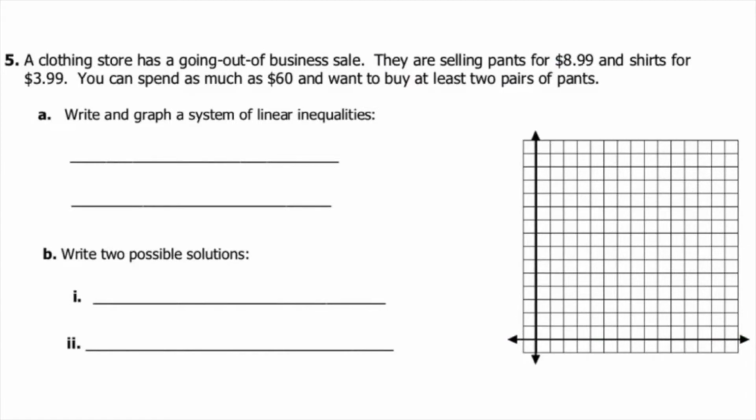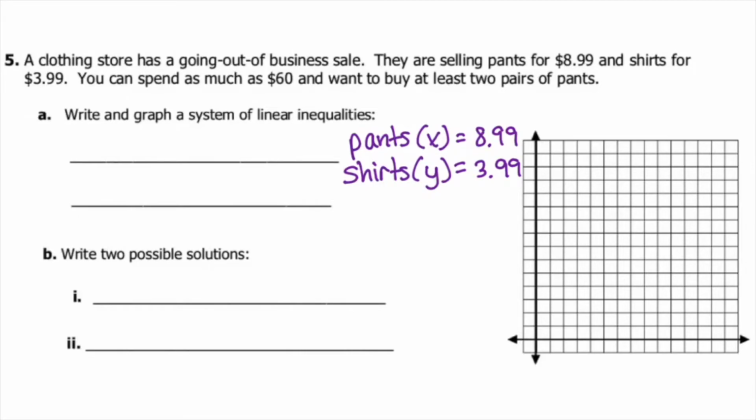All right, number 5, a clothing store has a going out of business sale. They're selling pants for $8.99 and shirts for $3.99. So pants they mentioned first, so that's going to be your X at $8.99. And shirts are going to be your Y, and that's $3.99. You can spend as much as $60, so as much means less than or equal to, just like if your dad or mom were to tell you you can spend as much as $50, that means you can't spend $51, you have to spend 50 or less. So this would be 60 or less.